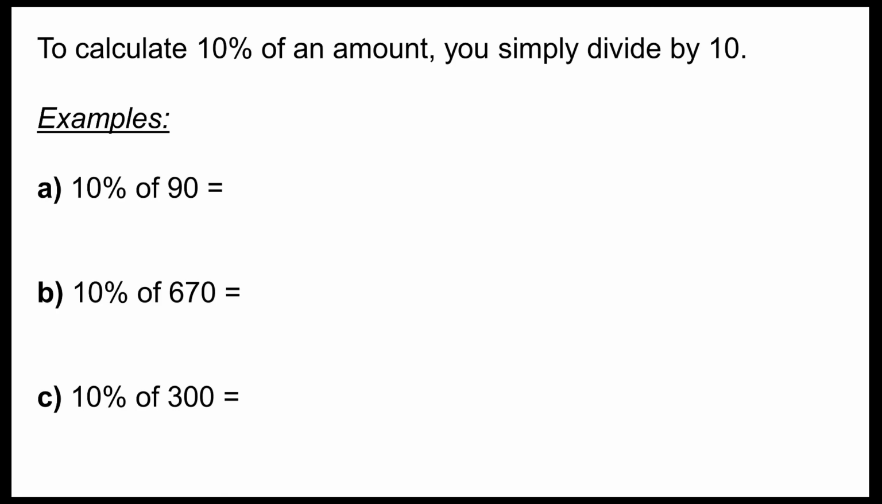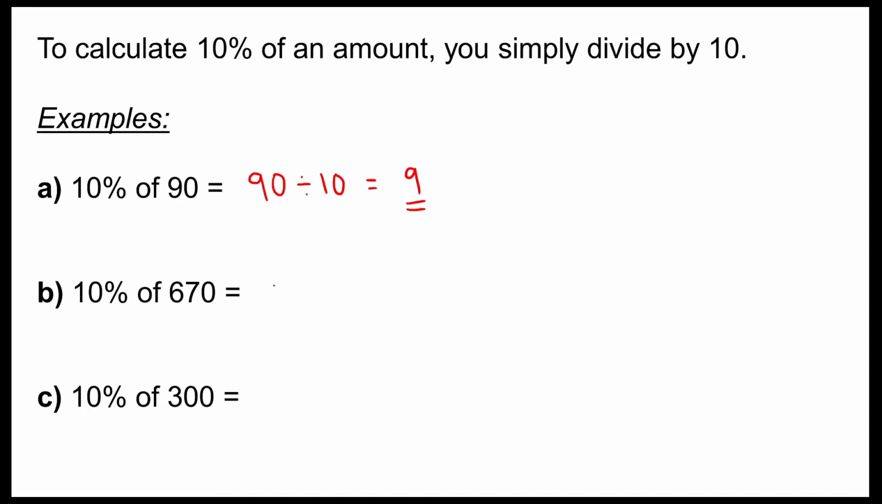To work out 10% of an amount, you simply divide the amount that you're working 10% of by 10. So let's have a look at these examples. To work out 10% of 90, I'd take 90, divide by 10, which gives me an answer of 9.